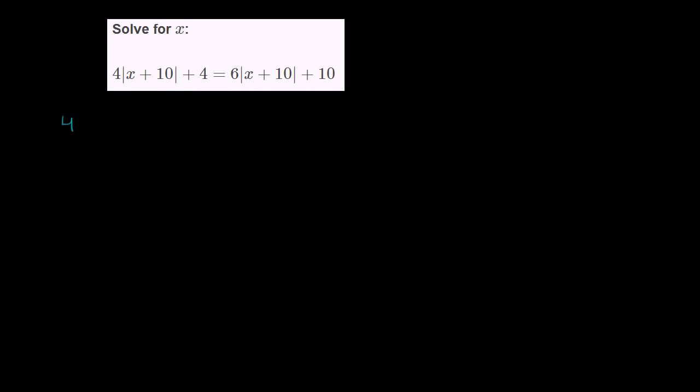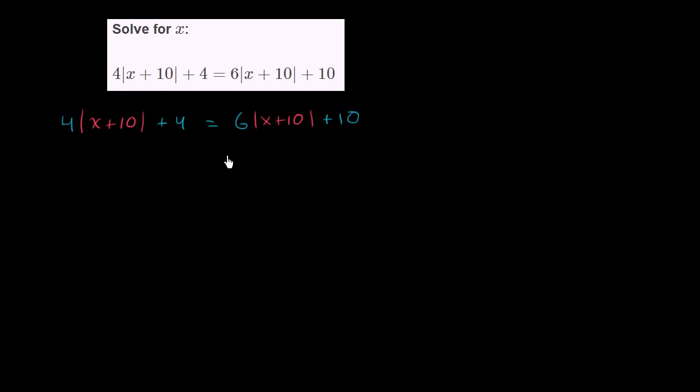So this is 4 times the absolute value of x plus 10, plus 4, is equal to 6 times the absolute value of x plus 10, plus 10. Let's get all of the absolute values of x plus 10 on the left-hand side. So I want to get rid of the 6 times the absolute value of x plus 10 on the right. Well, how would I do that?